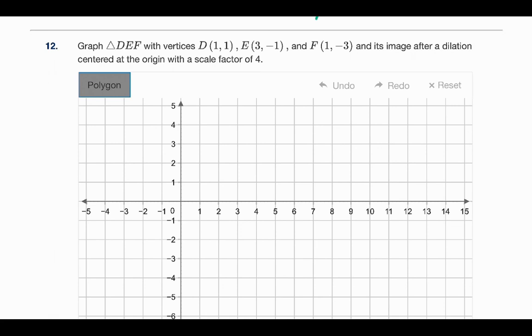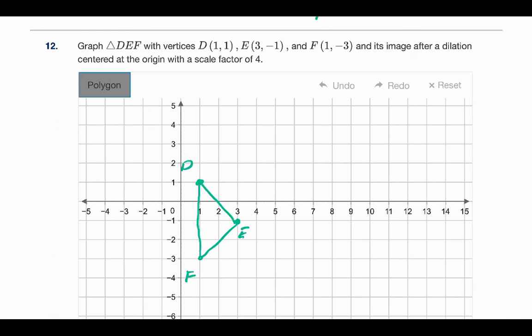So let's go ahead and just do our first one. So 1 and 1. There's our D. E is 3 and -1. So there's E, and our F is at 1 and -3. Connect those dots.